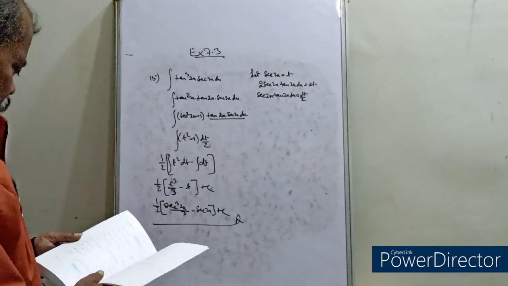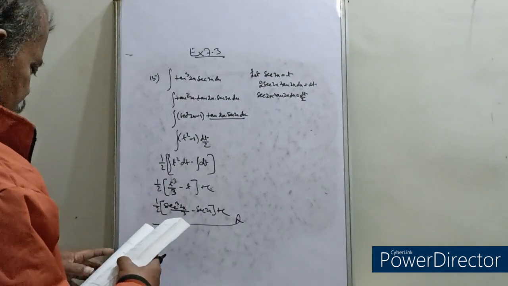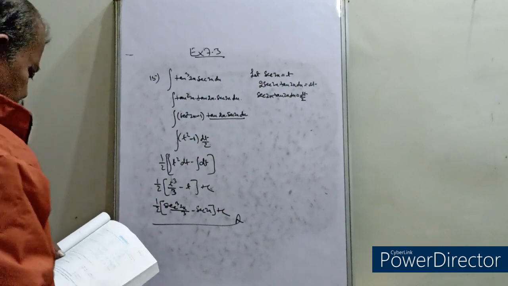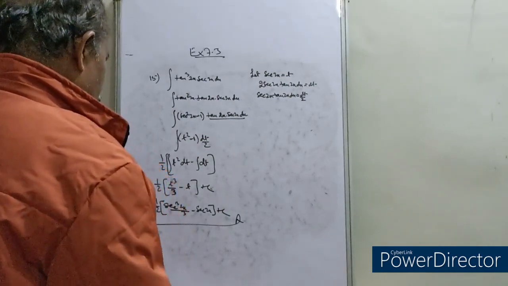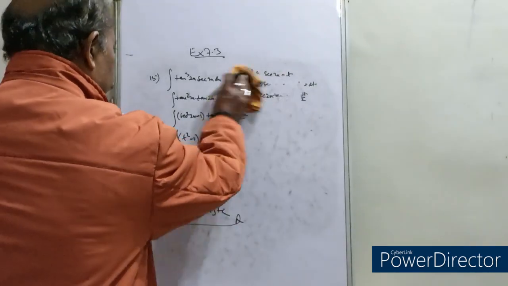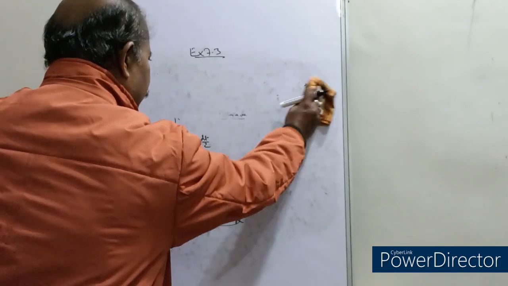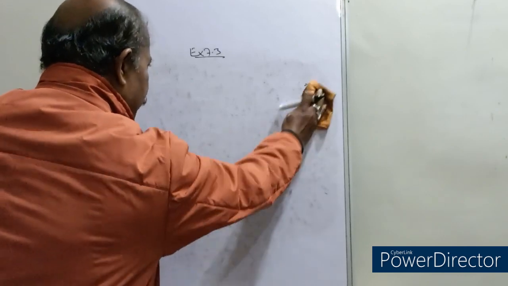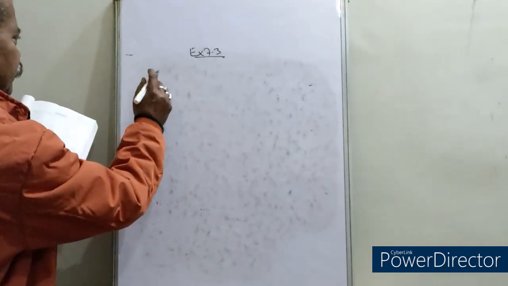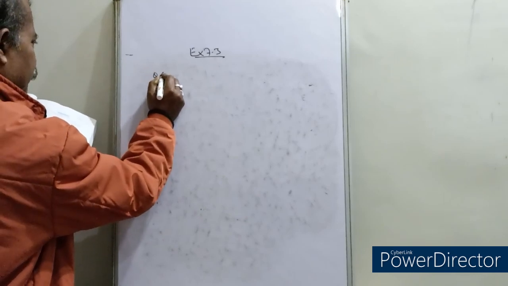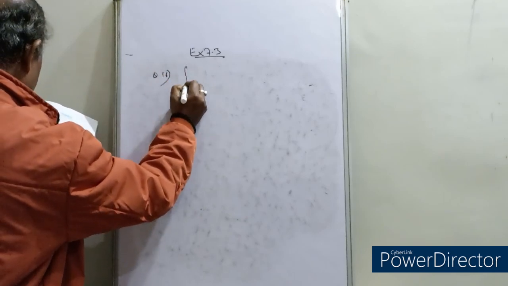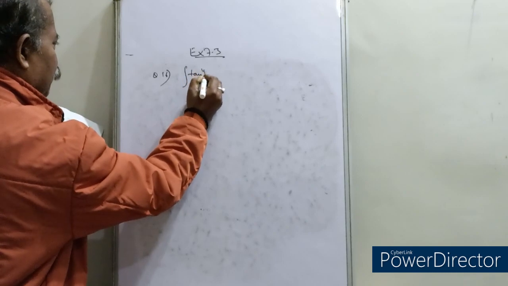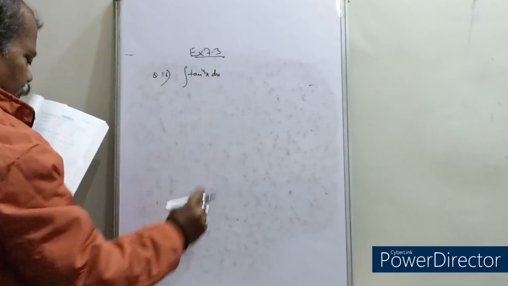Now I am going to question number 16. So here question number 16, how to solve this question number 16? This is integration of 10 to the power of 4x dx. So how to solve it?